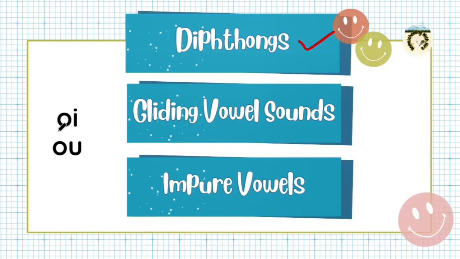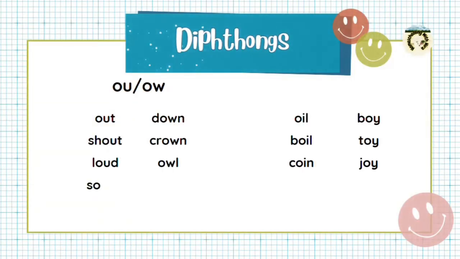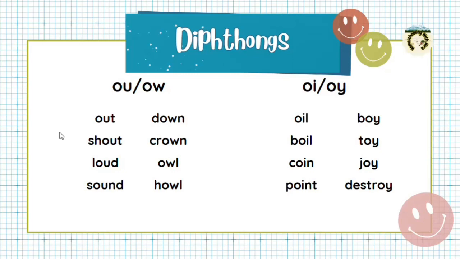The sounds are oi and ow. If you say these two sounds, you will see your mouth is changing its position. Oi, oi, and ow, ow. Okay, it's open first, then it comes closer, it gets close. Now we have some examples here. OW can be written with OU and OW, and OI can be written with OI and OY.